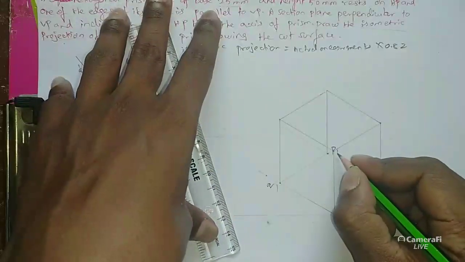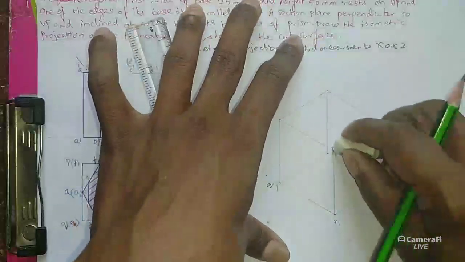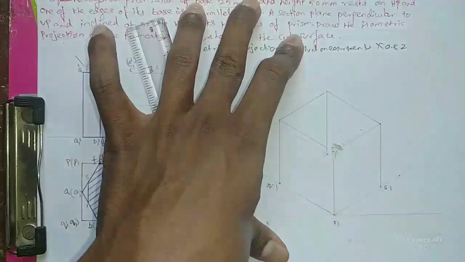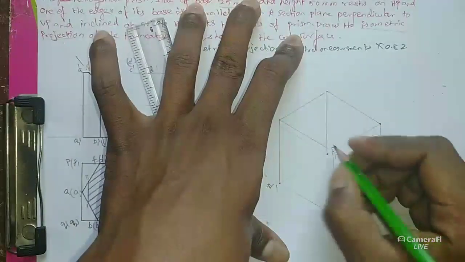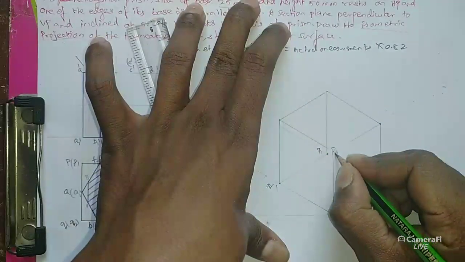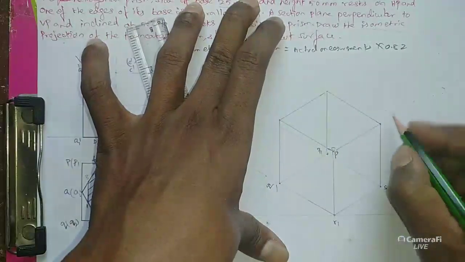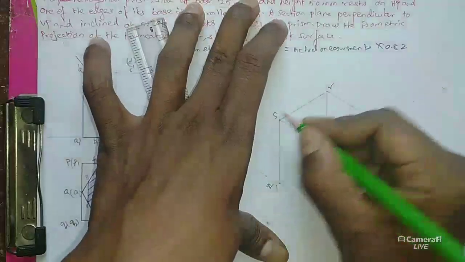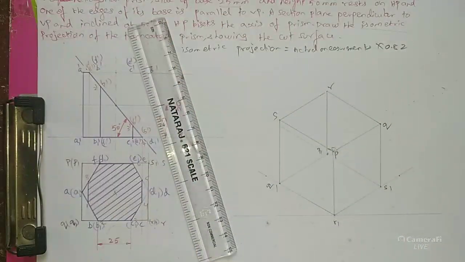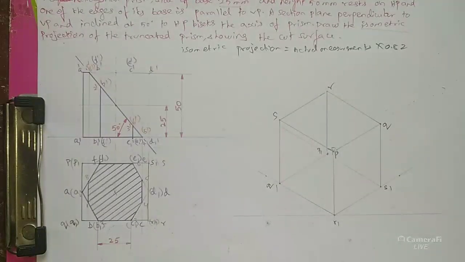So this is point P. So this is point P1, right? And this is point P, Q, R, and S. So these are the simple points P, Q, R, and S. Now we have to sketch the remaining points as usual.